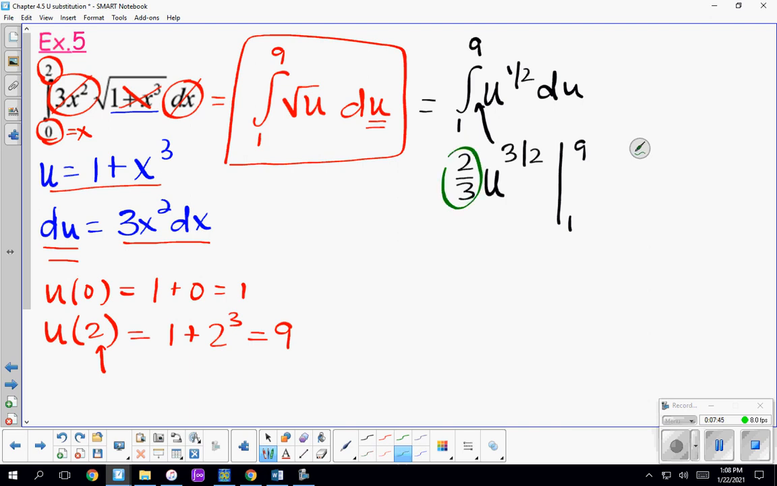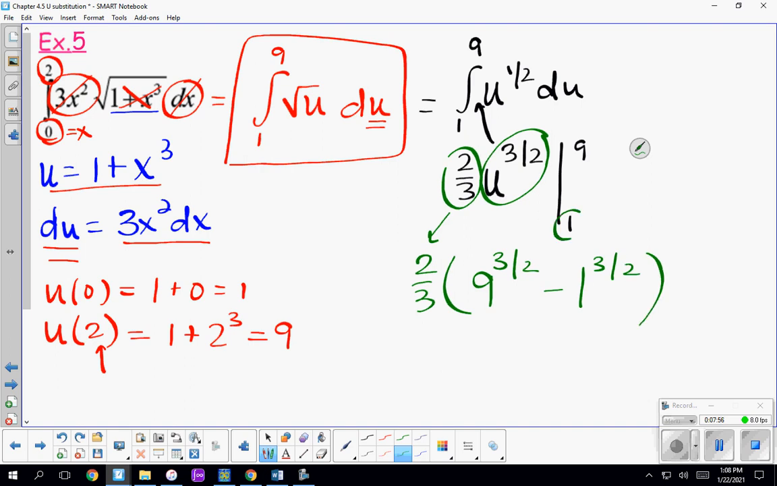Remember, if you have a coefficient, it can just drop down, and we really only need to plug our values in to the u. And remember, we're plugging this directly in for u because this is a u value. It's not an x value, it's a u value. So remember, this is equivalent to the square root of 9 to the 3rd power minus the square root of 1 to the 3rd power.